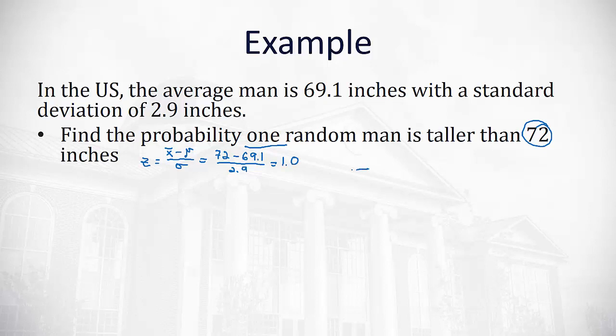If I were to draw a picture then of what we're talking about, we've got our normal distribution with the mean of 69.1. We're interested in 72. We want to be taller than that, so we're shading in the right tail. Using z-values, z-value of 0 at the middle and a z-value of 1.0 on the right, we're going to run either to our table or Excel to calculate the area that corresponds with 1.0.